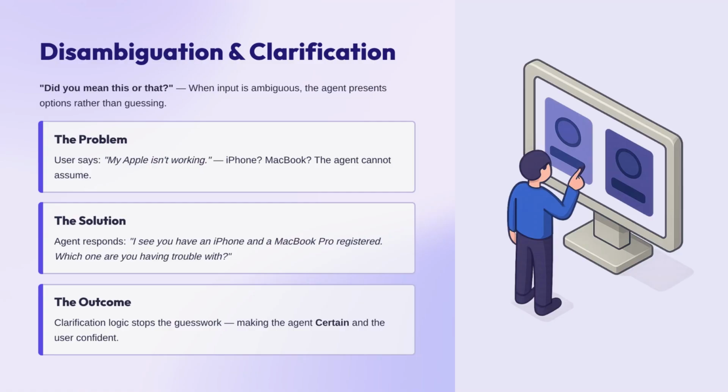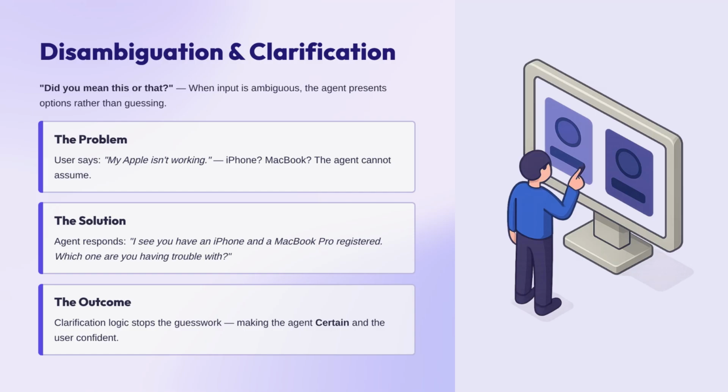The technical documentation defines this as a conversational pattern where the agent presents a set of options to the user when an input is ambiguous or matches multiple potential entities or topics. In plain language, it is asking, "Did you mean this or that?"